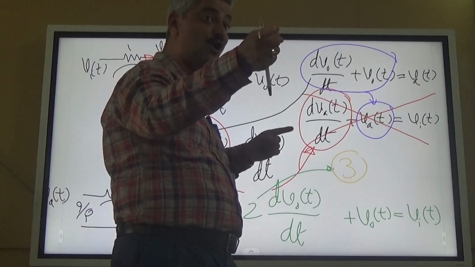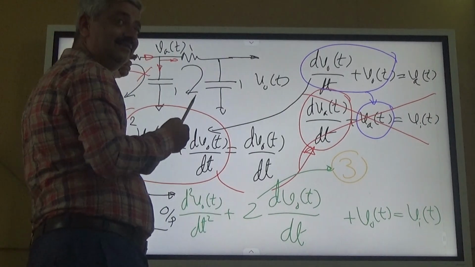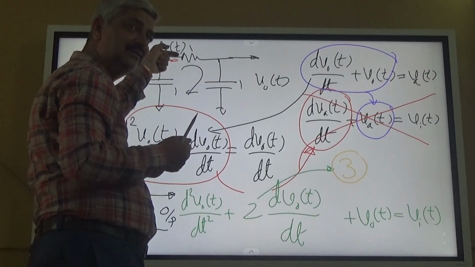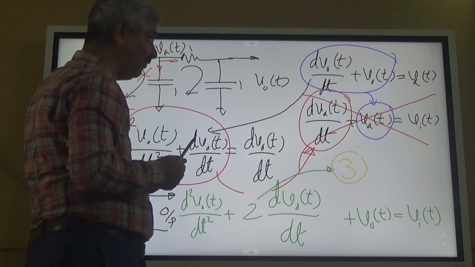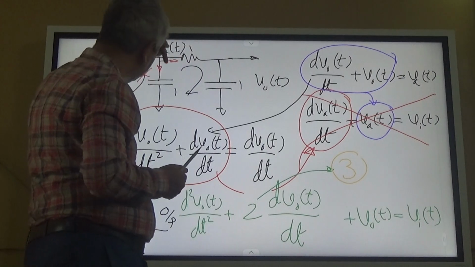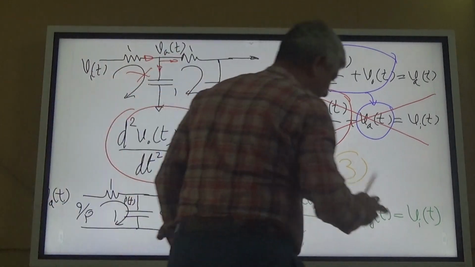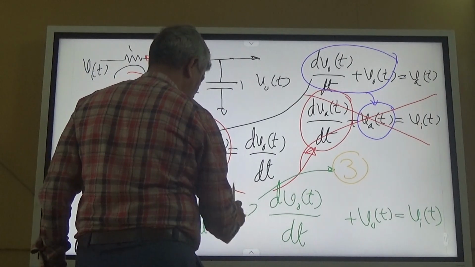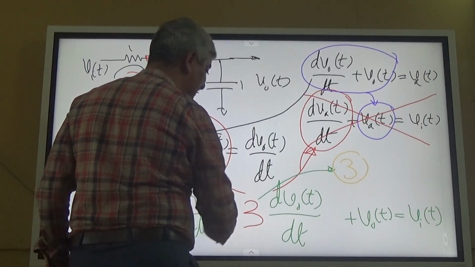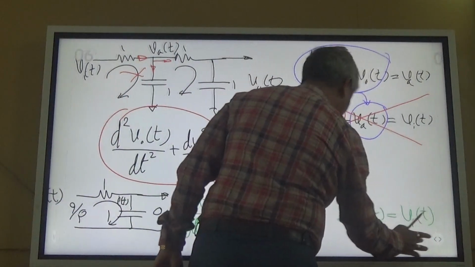We applied Kirchhoff's laws. What did we say? I1, I2 and I1 minus I2. Right? Is it okay? So now for this, d2Vout by dt square plus 3 dVout by dt plus Vout is equal to the input. Now for this, derive.